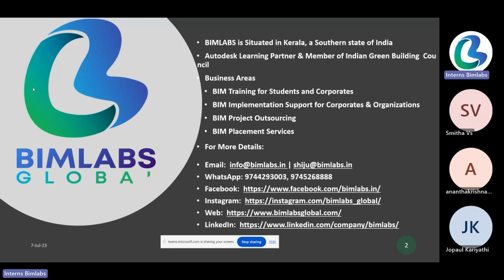I want to tell you about our organization, BIMLABS Global, which is situated in the southern state of Kerala. We are an Autodesk learning partner and a member of the Indian Green Building Council, and our business areas are BIM training for students and for corporates, BIM implementation support for corporates and organizations, BIM project outsourcing, and BIM placement service. These are our main business areas. For more details, you can contact us through Facebook, Instagram, web, and LinkedIn, and our email ID.